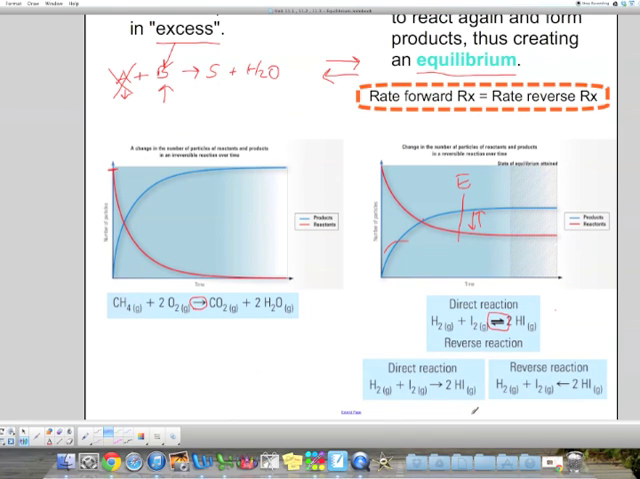If we break it down, it really means that my reactants, H2 and I2, are reacting together, becoming 2HI, and then my 2HI are colliding together, reacting together, reverting back into my two original reactants.